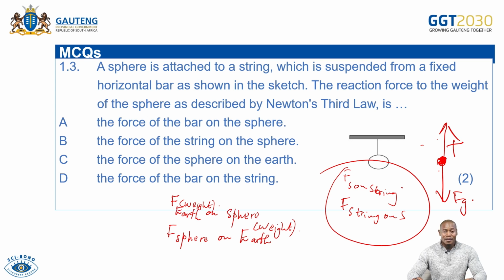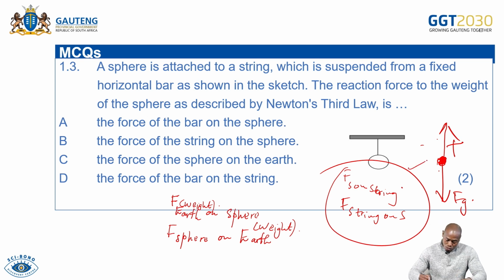Then remember, weight or gravitational force is a non-contact force, and weight is always there. Whether an object is hanging or in motion, gravitational force is always there, all right? So there's the force exerted by the string on Earth, and the force exerted by the Earth on the string. Or the force exerted by the weight on the string, and the force exerted by the string on the weight. But here, the focus is the sphere.